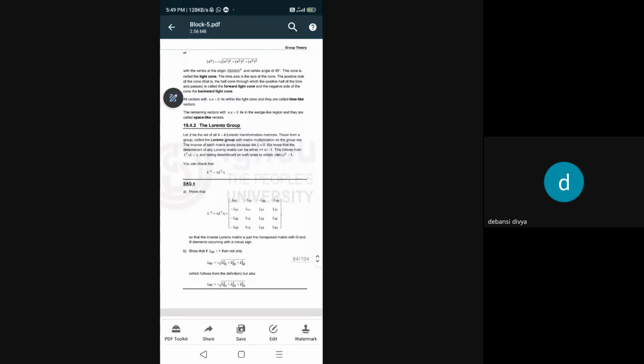Let L be the set of 4 cross 4 Lorentz transformation matrices, and from there you get the Lorentz group. These form a group, called the Lorentz group, with matrix multiplication as the group law. The inverse of each matrix exists because the determinant of L is not equal to 0, and the determinant of any Lorentz matrix can be either +1 or -1. This follows from L transpose eta L equal to eta, and taking determinants on both sides to obtain determinant of L square equal to 1. So you can check L inverse is equal to eta L transpose eta.